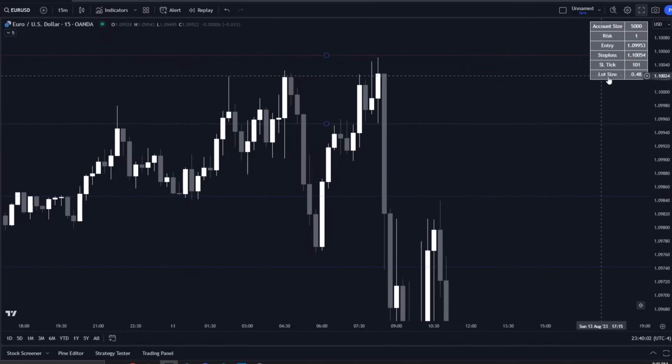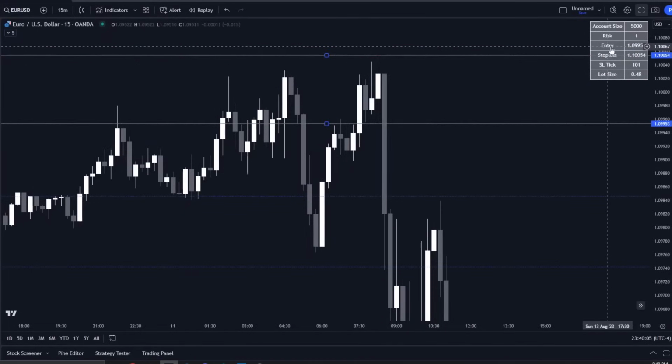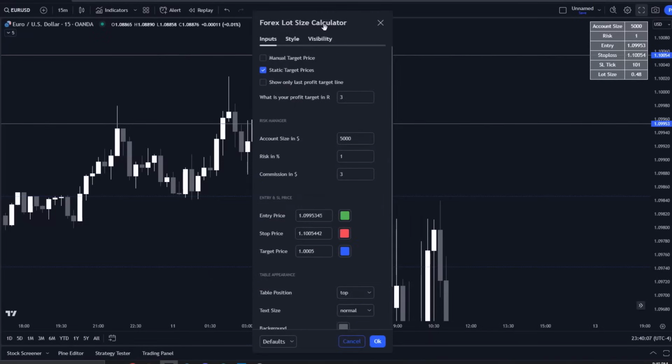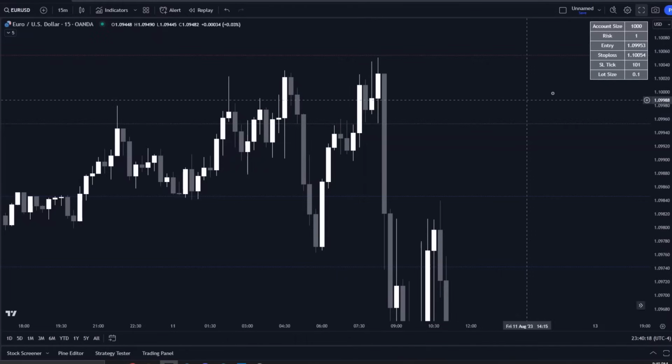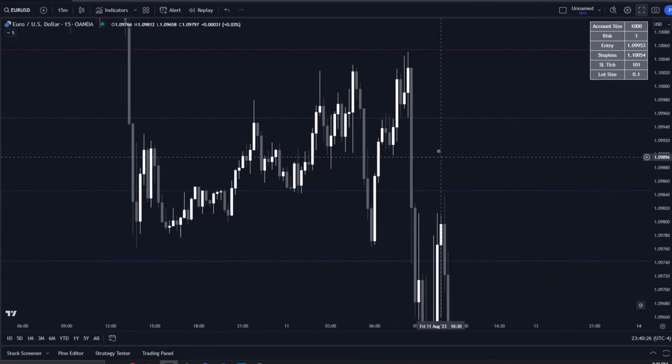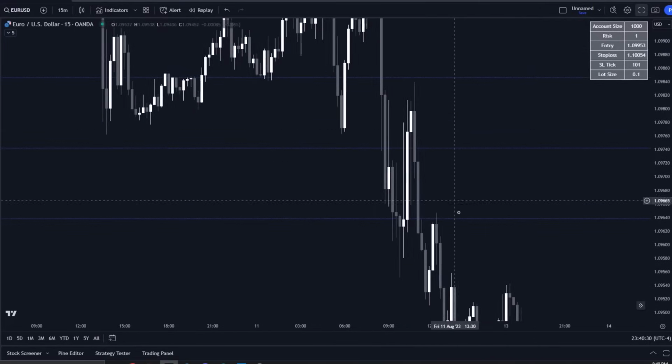So let's say about this high, you click here, and then it's gonna tell you everything. It's gonna tell you the lot size that you want to enter. Now, if you click twice on this and have it adjusted for the first time, just have your account size. So let's say you're trading a $1,000 account, and then you're risking 1%. That's all. Click OK, and it's going to give you the lot size. It's going to give you the stop loss, entry, the risk, and then it also tells you that, okay, if you're entering here, this is 1R, this is 2R, and this is 3R.